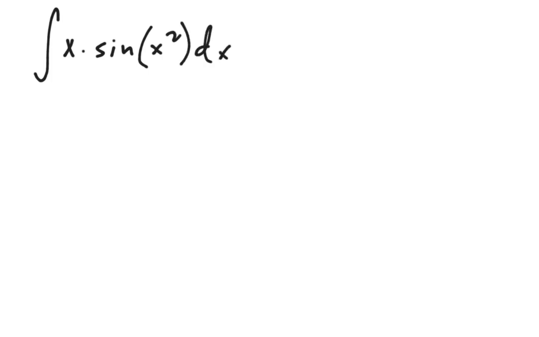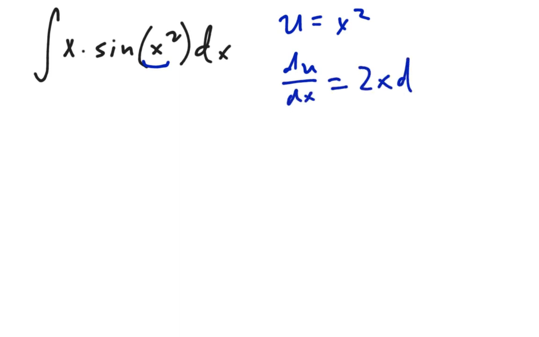Let's take a look at a common example of U-substitution, because this is one that does happen a lot. Let's say I have x times the sine of x squared, and I'm integrating this. Notice here that that's probably going to be a good candidate for u because it's stuff. So I'll have u equals x squared, so du/dx will equal 2x.